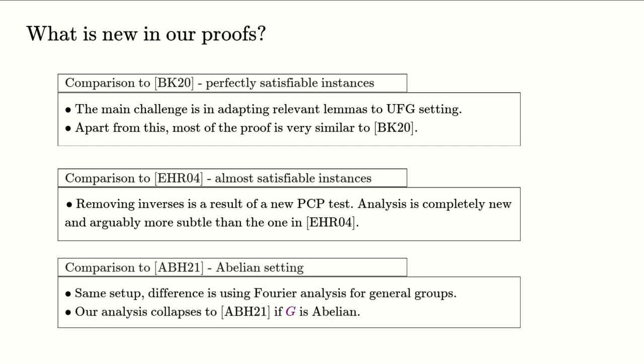The main difference to the universal factor graph result in abelian setting consists in using Fourier analysis for general groups and finer level of detail used in the analysis of Bhangale and Kott. If G is abelian, different parts of the proof discussing non-abelian part become trivial, and our result reduces to the previous work completely.